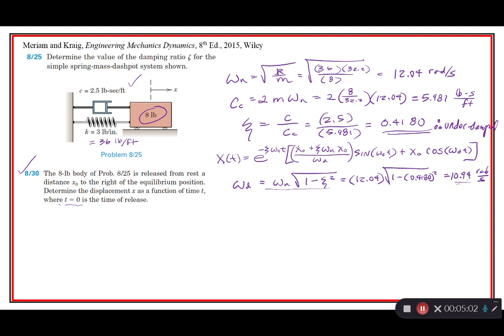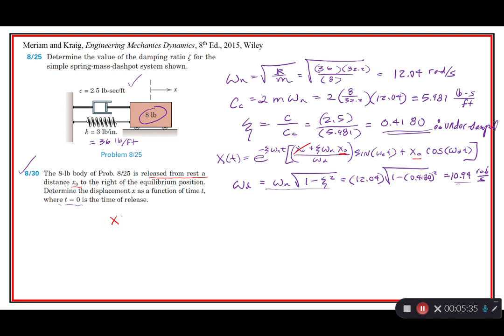The rest is just plugging and chugging on this problem. There's nothing much more to it. Notably, it's being released from rest at x naught. We're not given x naught, so that's going to be a variable in both places. If we wanted, we could find the amplitude and phase angle, but let's not bother here.